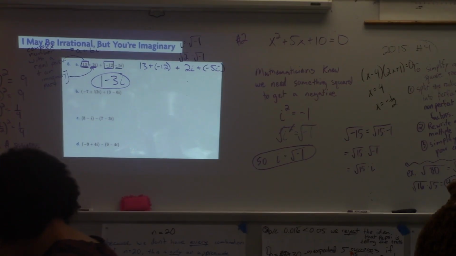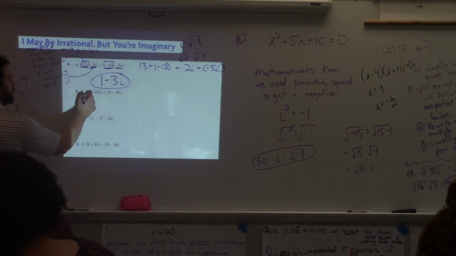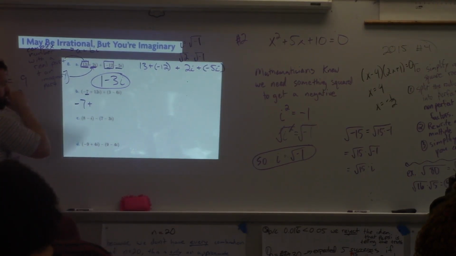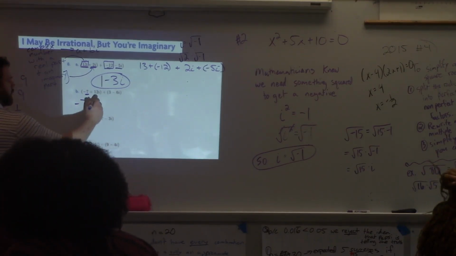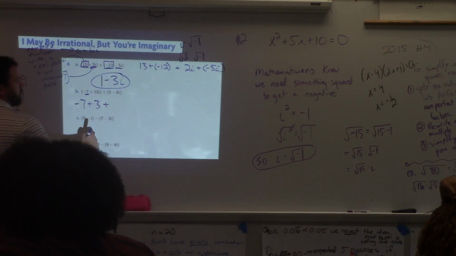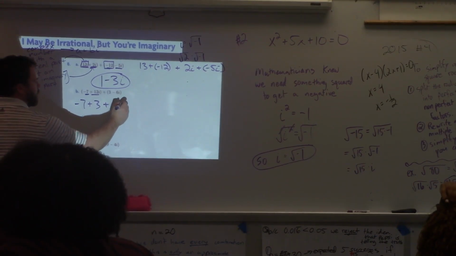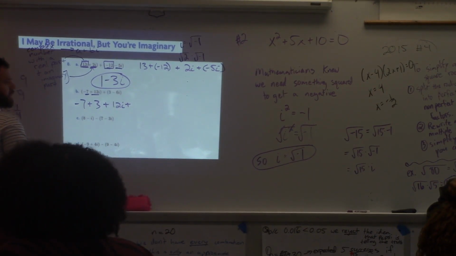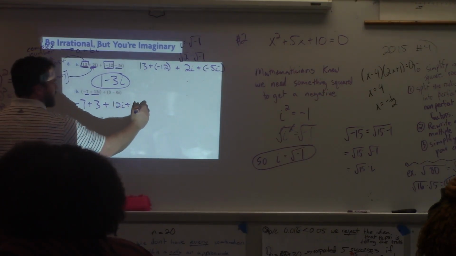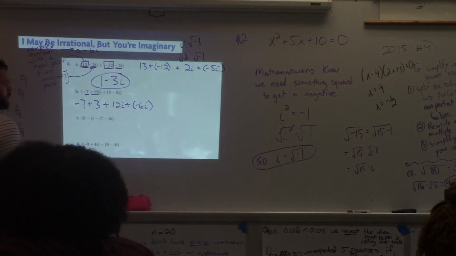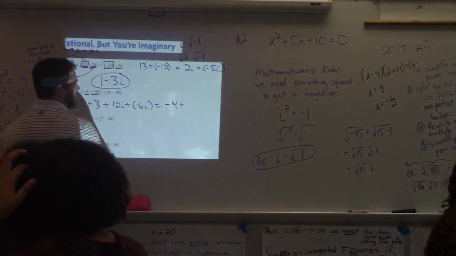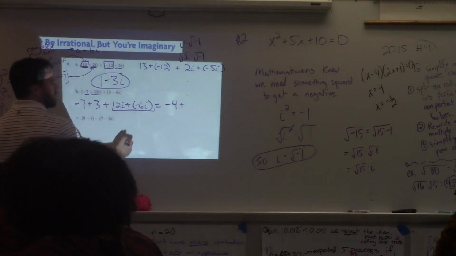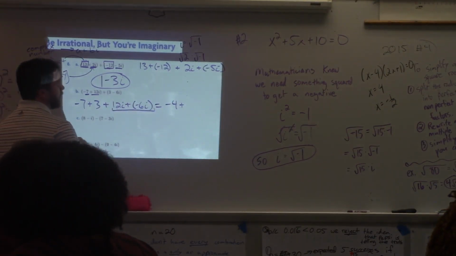Alright. In part B here, negative 7 is going to be, what's added to negative 7? 3. Plus what's being added to the 12i's? Be careful, negative 6i. So what's my final value? Negative 4 plus... it will become not negative 6i, positive 6i.